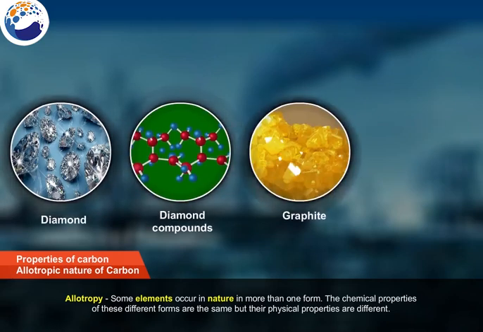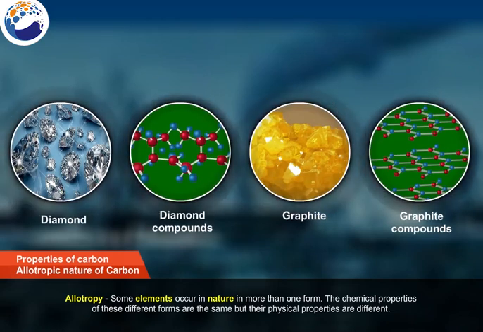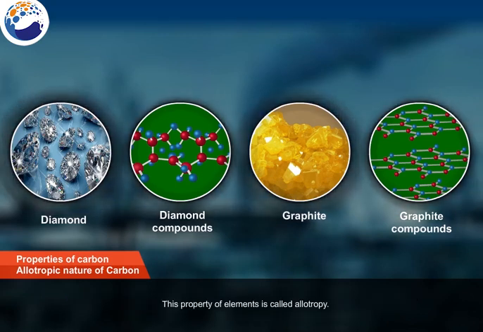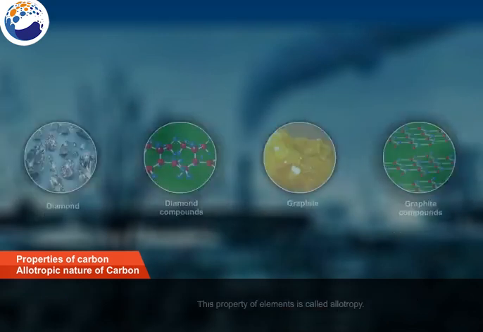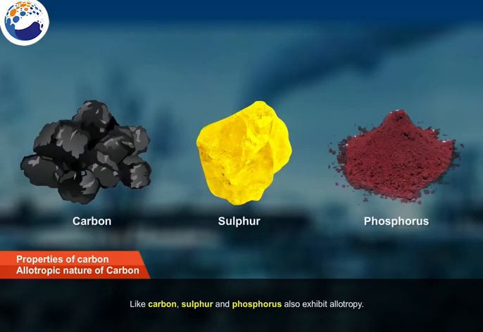Allotropic nature of carbon. Allotropy. Some elements occur in nature in more than one form. The chemical properties of these different forms are the same, but their physical properties are different. This property of elements is called allotropy. Like carbon, sulfur and phosphorus also exhibit allotropy.